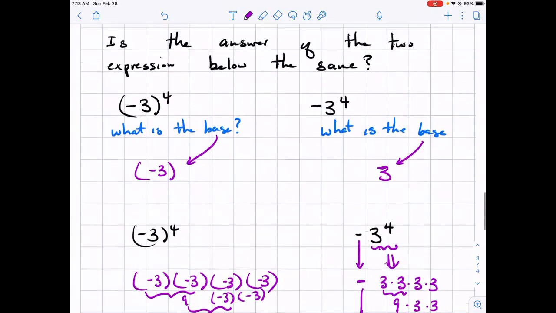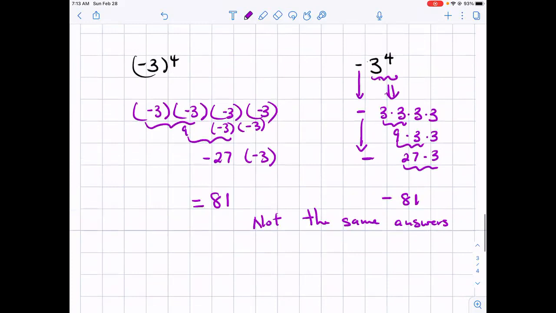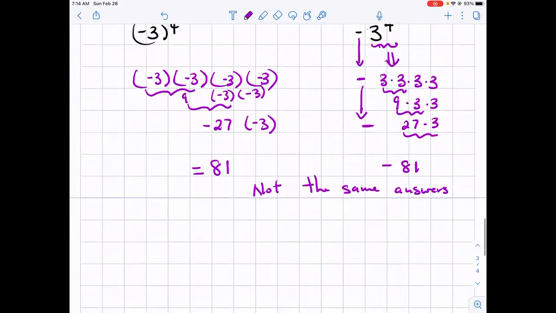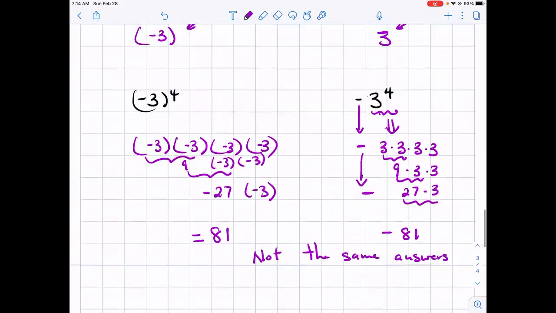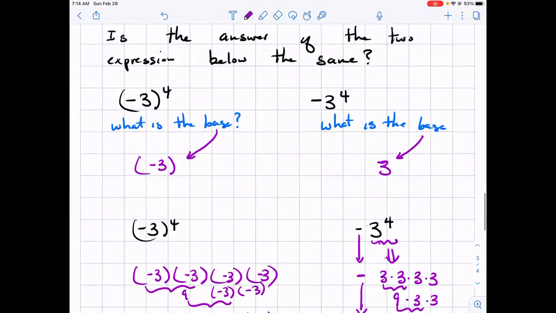So is the answer the same? They are not the same answer. Okay, not the same answers. So I cannot stress enough the importance of the way things are written and what is the base. The key point here is what is the base.